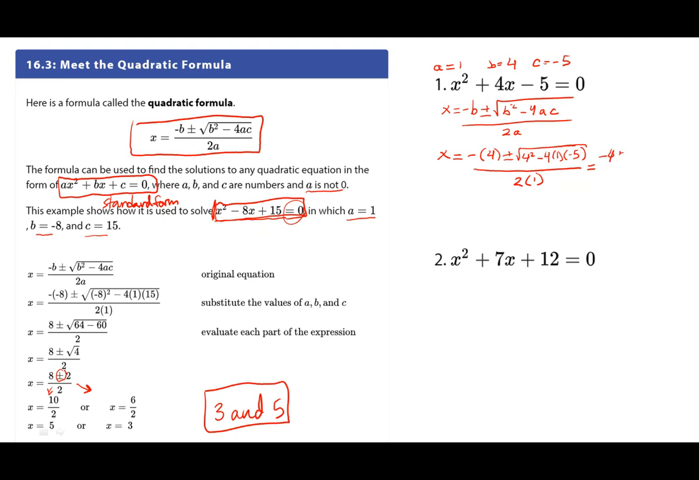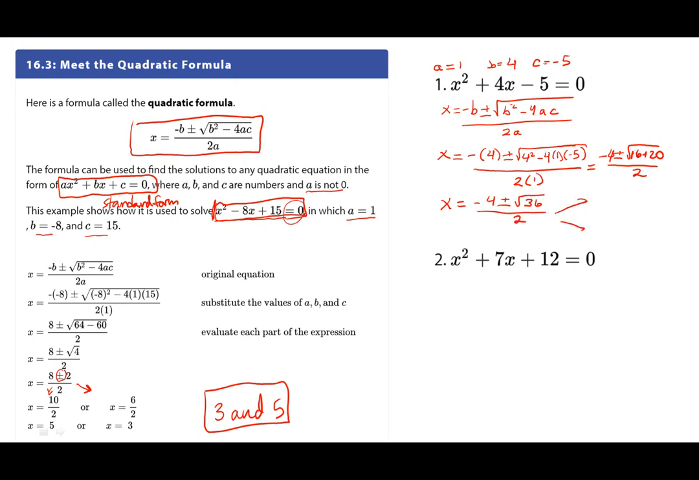Negative 4 plus or minus the square root of 16. Let's write that a little neater. 16, and then minus 4 times minus 5, we have plus 20. We're going to end up dividing that by 2. So x equals negative 4 plus or minus the square root of 16 plus 20, which is 36.